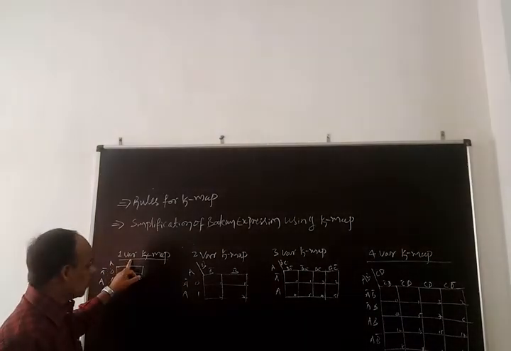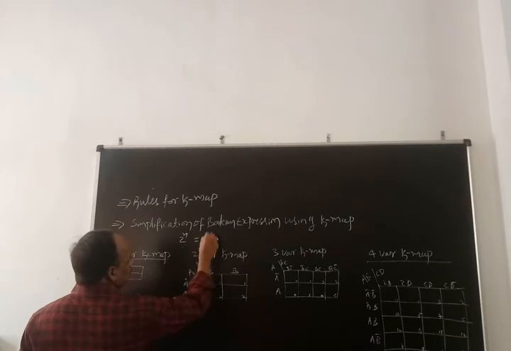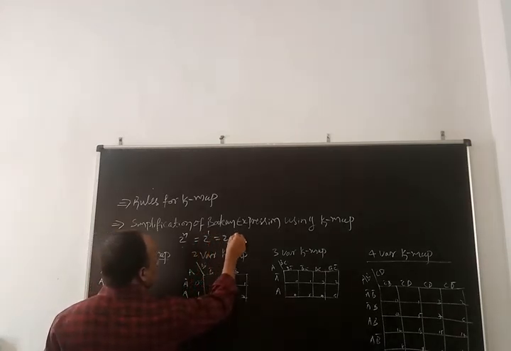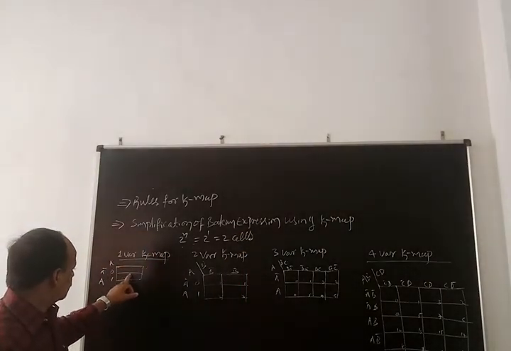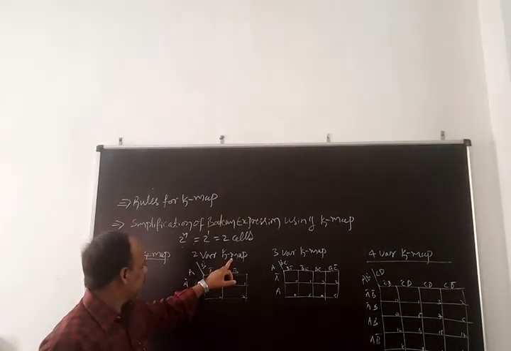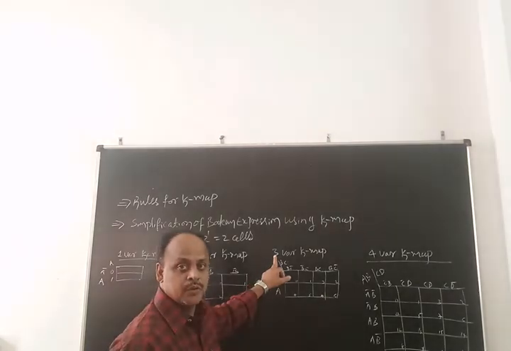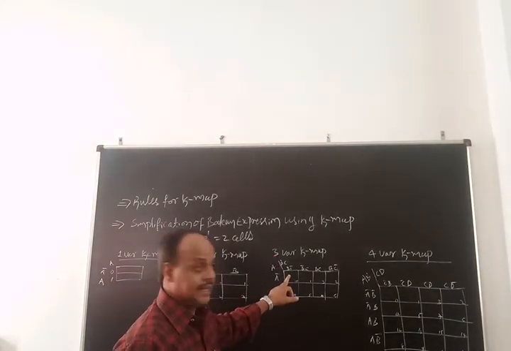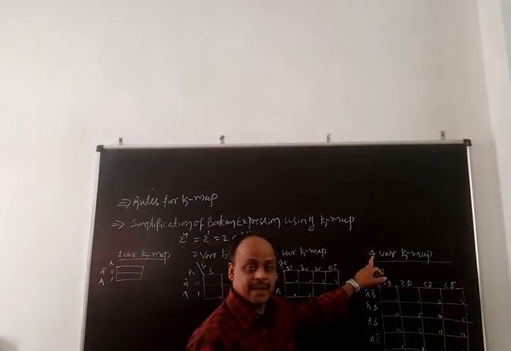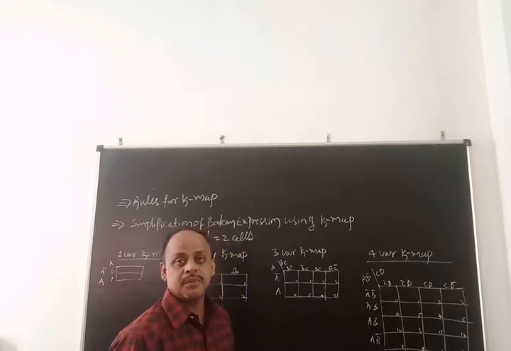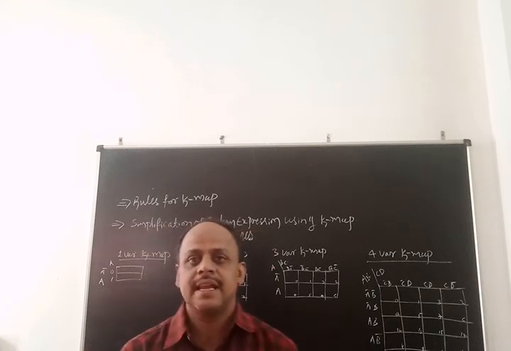Last class we discussed the one variable K-map, that is A. For the number of cells, we use the standard formula 2 power n, where n is the number of variables. One variable means 2 power 1, which is 2 cells, so we get a 2 cell table. 2 variables means 2 power 2, 4 cells. 3 variables means we have to draw 8 cells, because 2 power 3 is 8 cells. 4 variables means 2 power 4, a 16 cell table. So this was discussed in the last class.